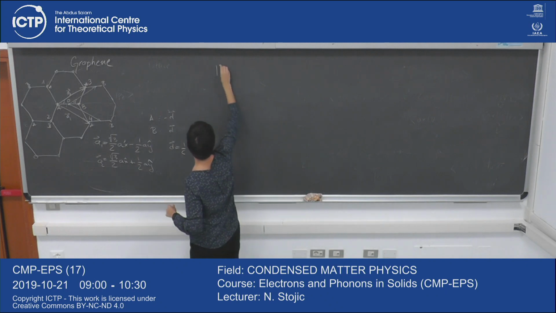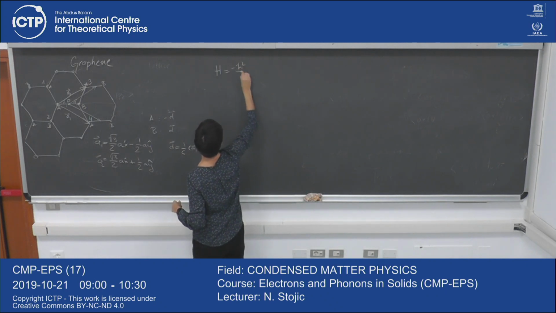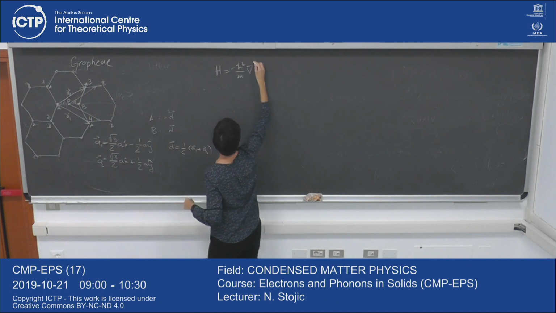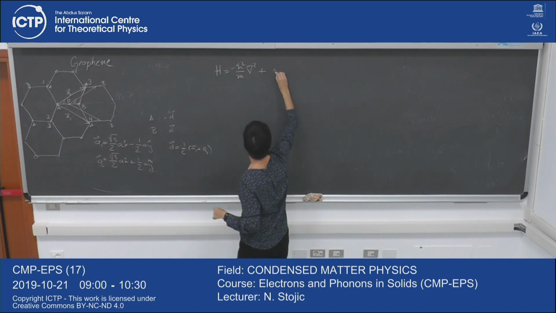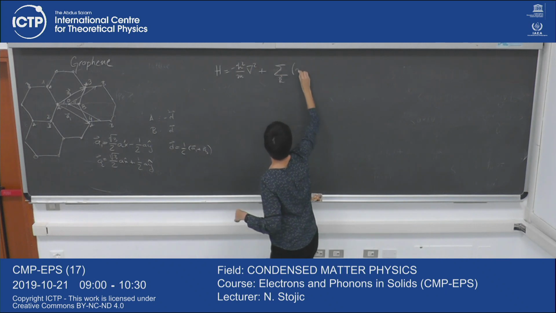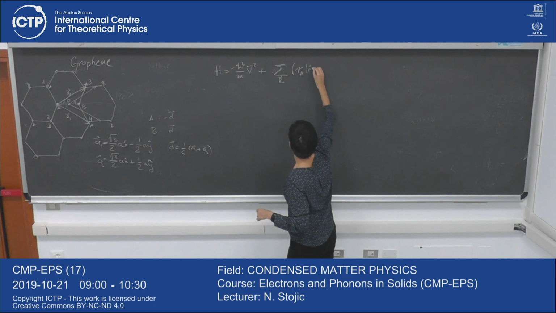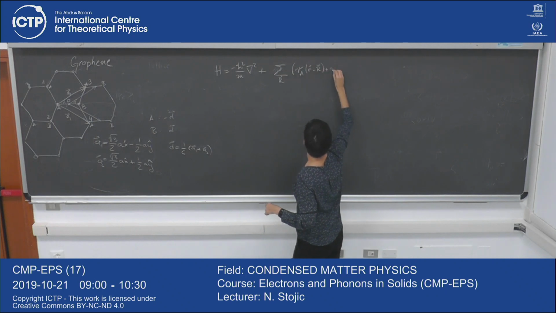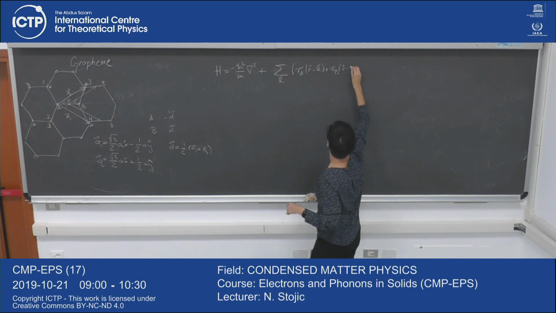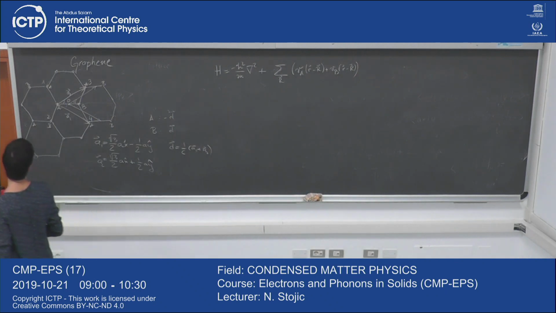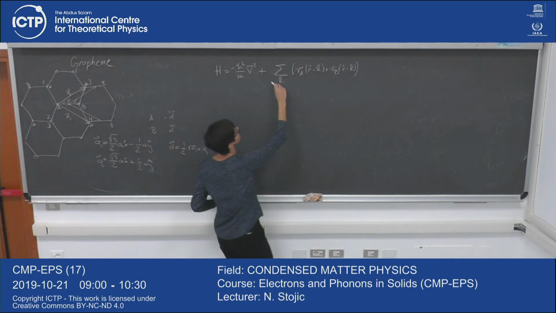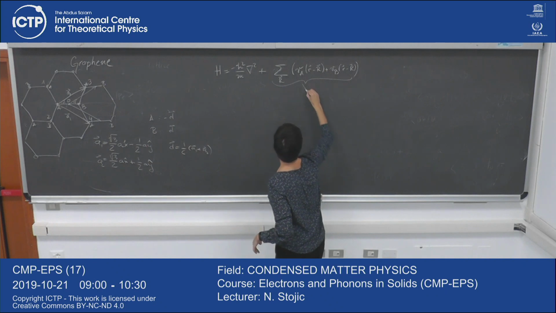And we write the Hamiltonian. Plus, I can write a sum, let me write it like this, a sum of VA of r minus R plus VB of r minus R. Because now I have two atoms in the basis. And I will call this whole thing V.